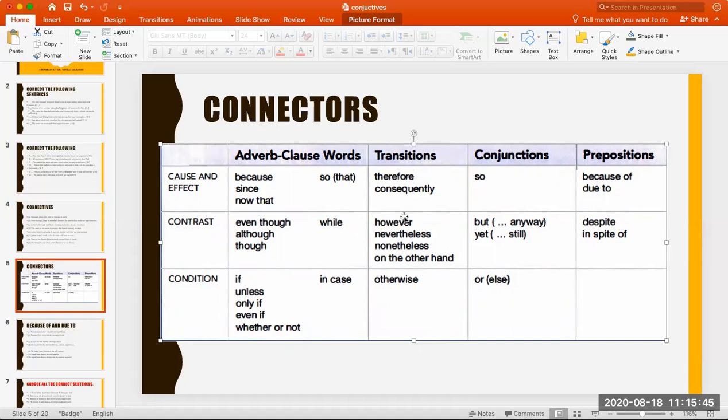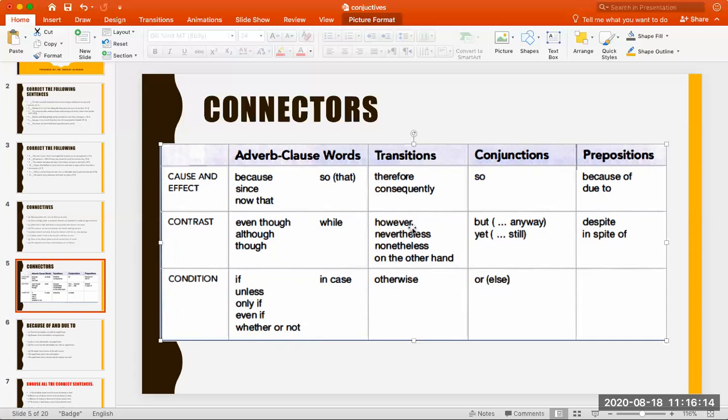To express contrast, we use though, even though, although, sometimes while. And as transitions, we use however, nevertheless, nonetheless, on the other hand. Remember, these are not subordinators, they are not coordinators. As conjunctions from the fanboys, they make compound sentences. So these make complex sentences, and these make compound sentences if they are in the middle of the sentence with a comma before them, an optional comma. And these depend on the punctuation, like I showed you just now.